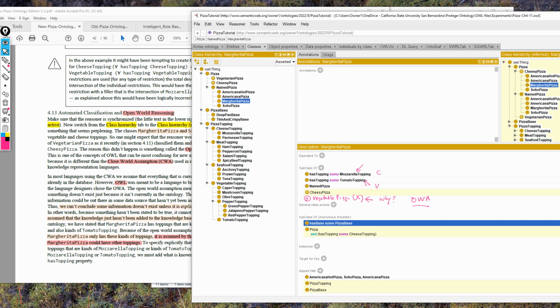So because of the open world assumptions, we can assume that even though we did not really say it here, reasoners, the prototype reasoner, like a palate reasoner, assume that it could have what? Meat pizza, meat topping. It could have seafood topping, right? So that's why it's not classified as a vegetable pizza. Okay, so because of the open world assumptions, the palate reasoner can assume that it could have meat topping. It could have a seafood topping, right?